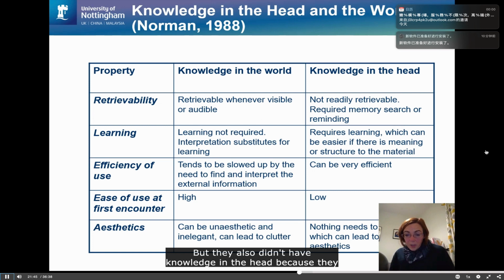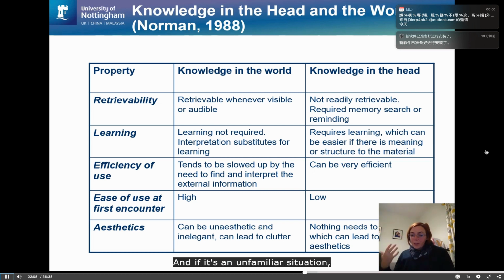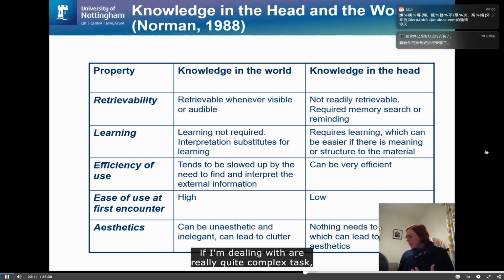But they also didn't have knowledge in the head because they hadn't foreseen this particular scenario. So knowledge in the head sometimes is not readily retrievable, but that very much depends on our expertise. It often requires memory search or reminding. But if we're dealing with a familiar situation, knowledge in the head can be much more readily retrievable than if it's an unfamiliar situation. If I'm dealing with a really quite complex task, I might have to think through a number of different scenarios or search through my memory, or even go away and think about something for a few days before I actually get the information from my head as I really need.